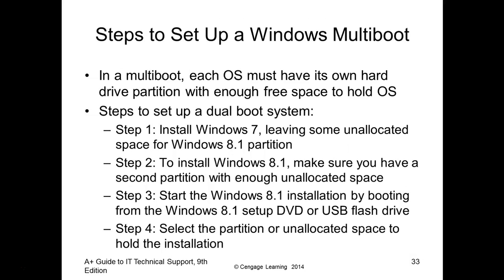If you want to do a multi-boot or a dual boot system, it's essentially the same thing. You're just going to repeat it. So one, install Windows 7. Make sure you have enough space for another operating system. Then you install Windows 8, and then you can also do the same thing to install another version of the operating system. So each time you do this install, you just select the partition you want to install it on.